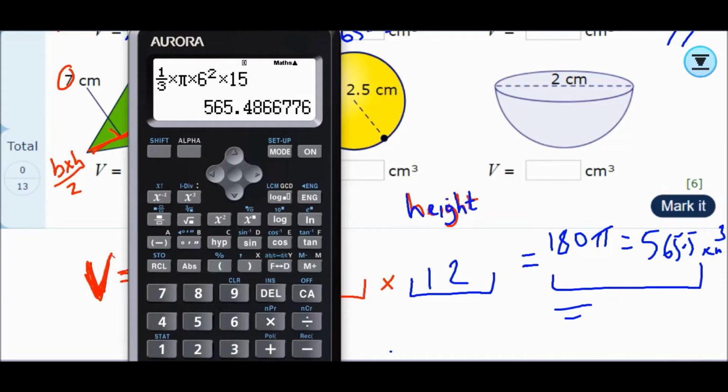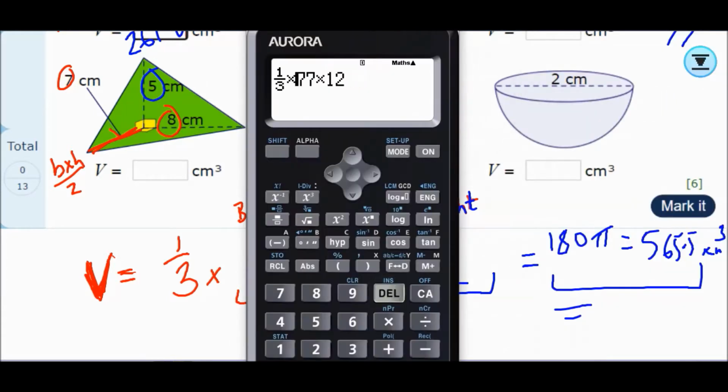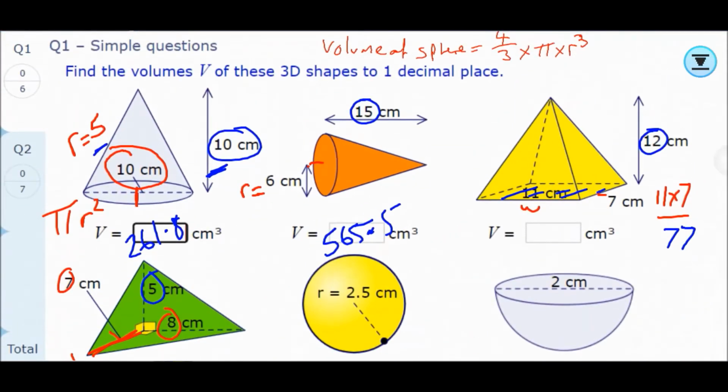And again, I can use the same formula. Delete out, my height is 12, my base isn't squared anymore, it's just 77, so mirroring that, I've got 1/3 times 77 times 12. Delete out pi as well. That's going to give me 308. So on that one, 308, remember I want it to 1 decimal place, so 308.0.